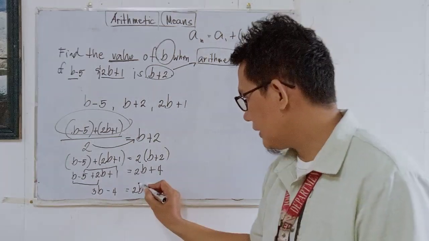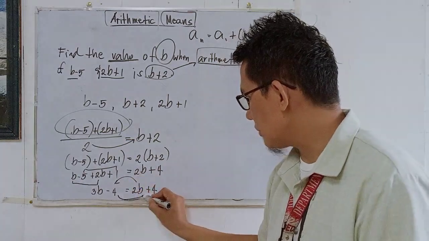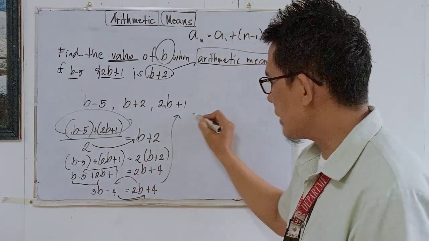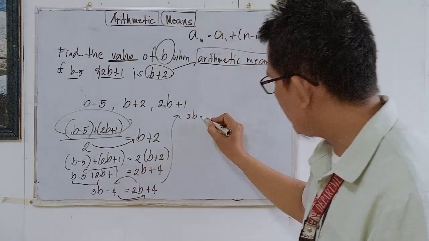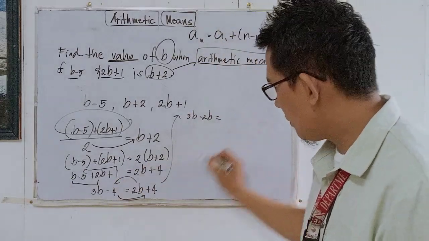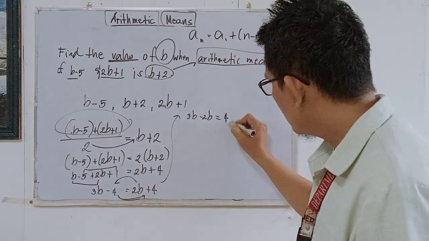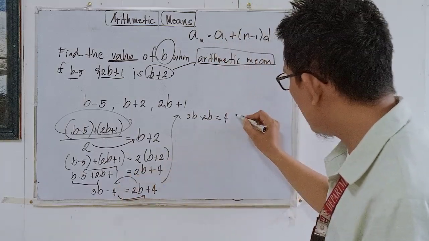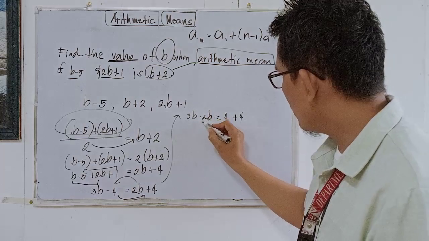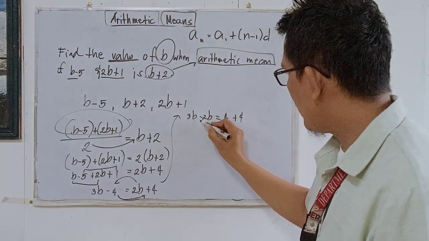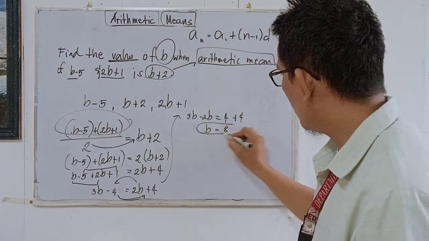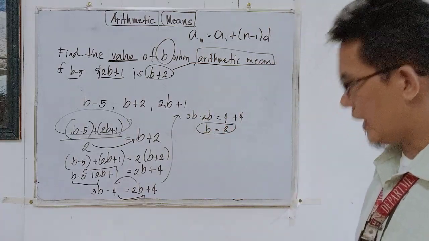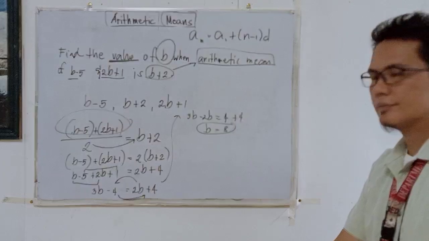Okay? Then transpose, and also this one on the other side. So this becomes 3b, transposing 2b will become negative 2b is equals to 4. Transposing negative 4 to the other side becomes positive 4. So therefore it becomes 3b minus 2b is b is equals to 8. So therefore, the value of b is equals to 8.